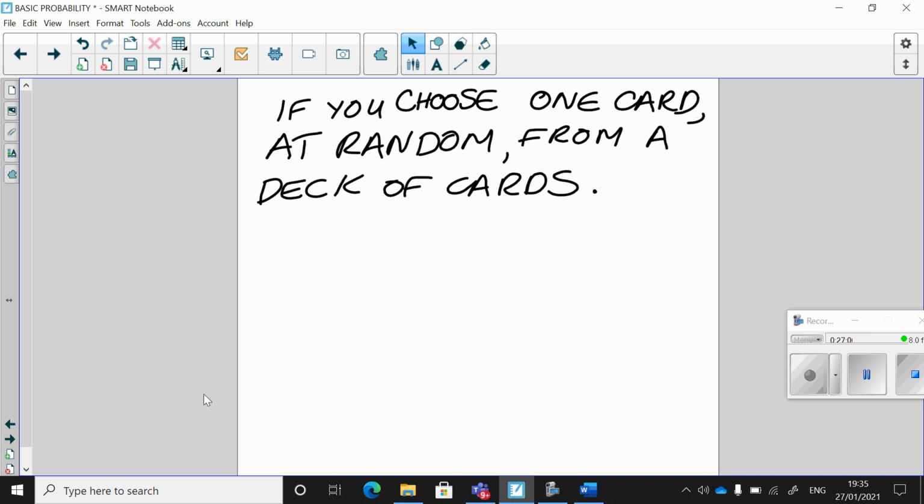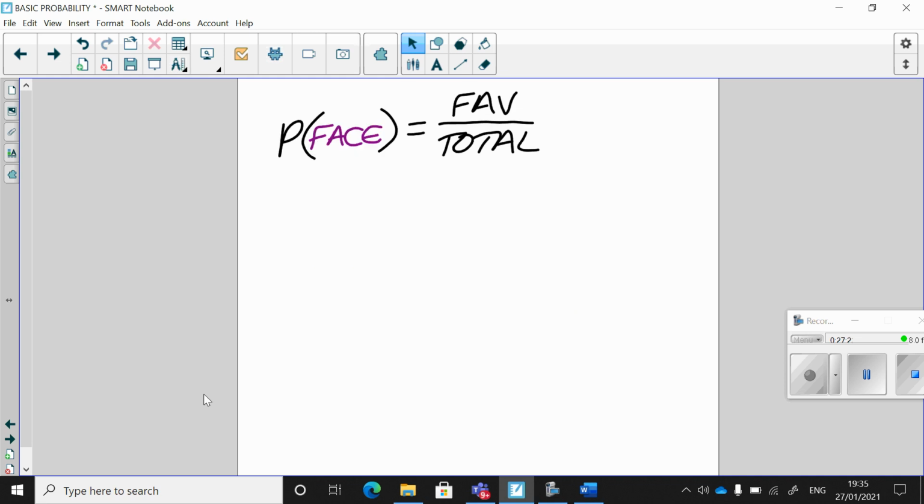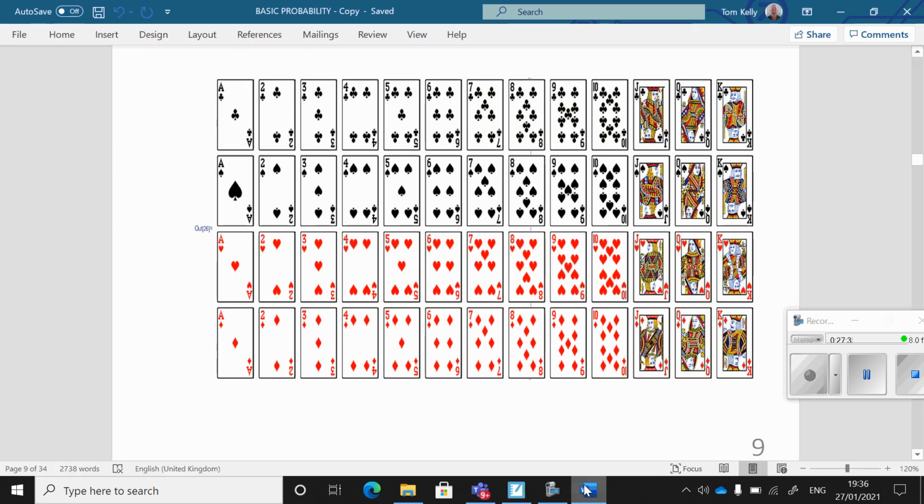Let's go and pick another card. So what would be the probability that a card chosen would be a face card? What do we mean by a face card? Probability of face: favourable over the total. We want a face card over the total. Face cards are Jack, Queen, King. Is that correct? Can you see them on the right hand side of each of the columns here? Jack, Queen, King.